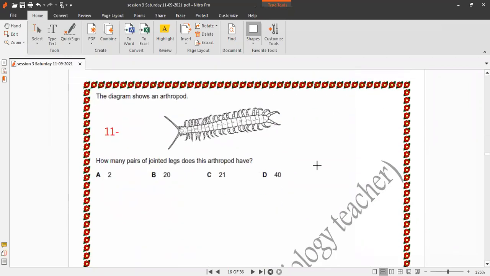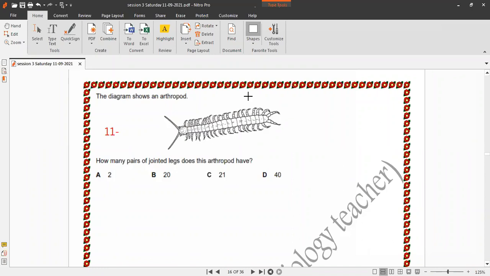Rowan? Yes, mister. The diagram shows an arthropod. How many pairs of jointed legs does the arthropod have? We should count them.